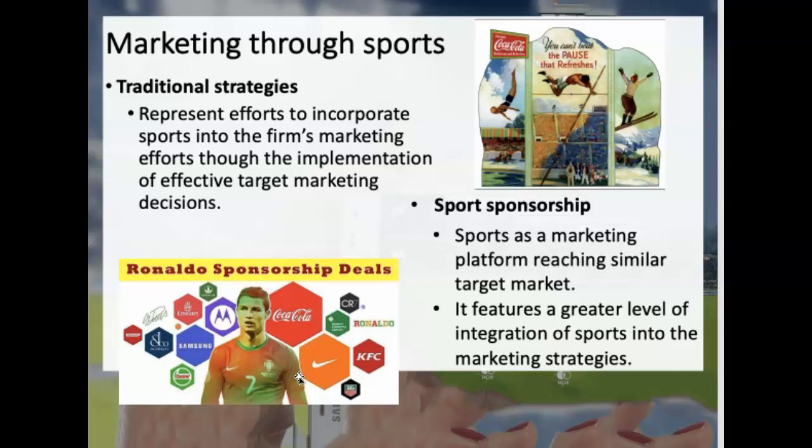One type of strategy is called traditional strategy. Traditional strategy is about trying to incorporate sports into the firm's marketing effort through the implementation of effective target marketing decisions. So basically, we identify the target markets, and also we try to use the 4Ps, product, price, promotion, and place, to promote themselves. Right, this is a traditional strategy.